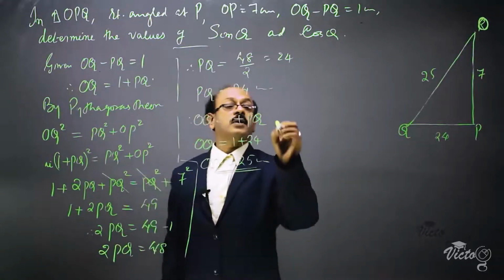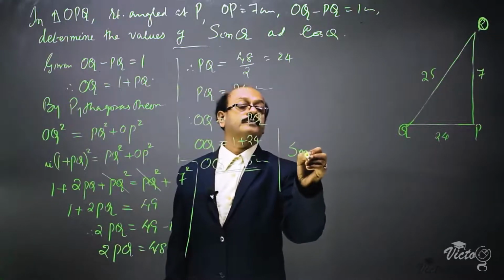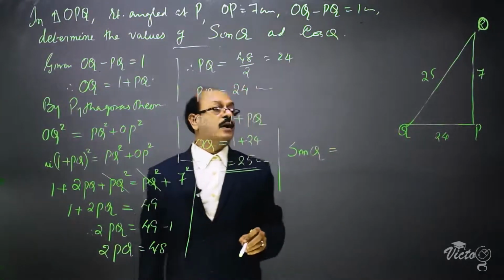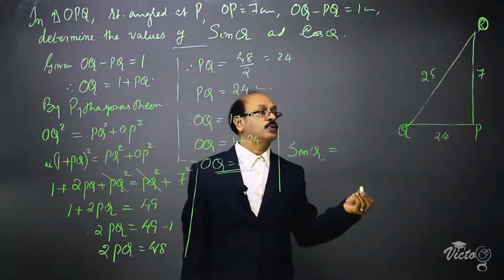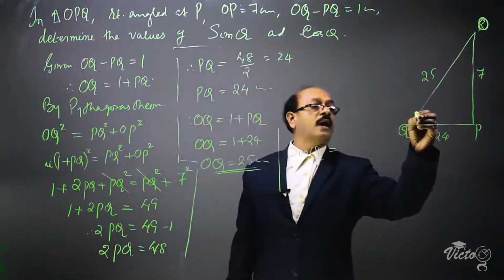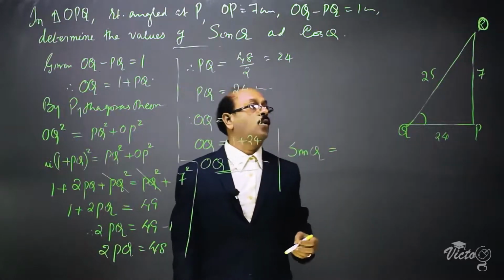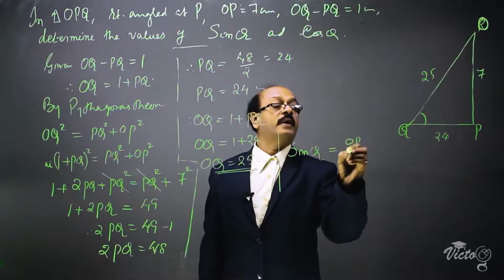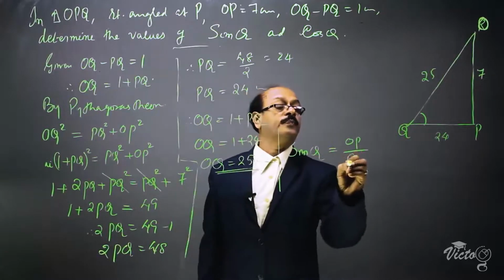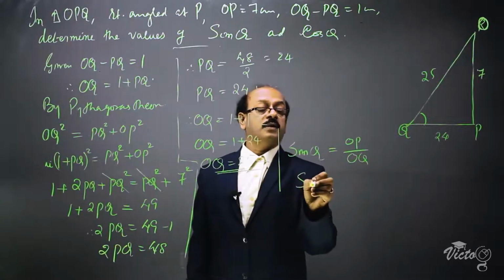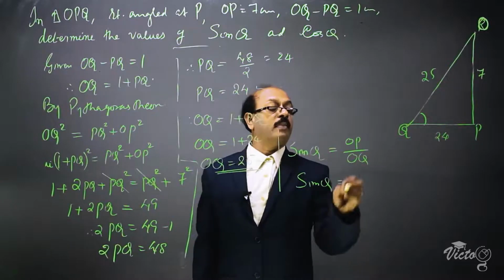Here, sin Q is equal to, sin means opposite side by hypotenuse. Opposite side, the angle here it is Q. Therefore, sin Q is equal to opposite side OP divided by hypotenuse OQ. That is, sin Q is equal to 7 by 25.